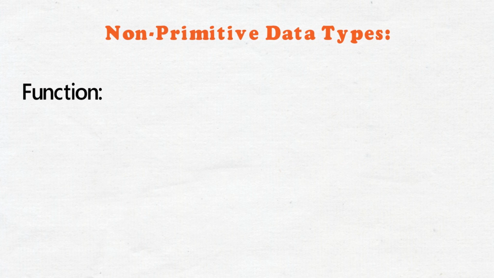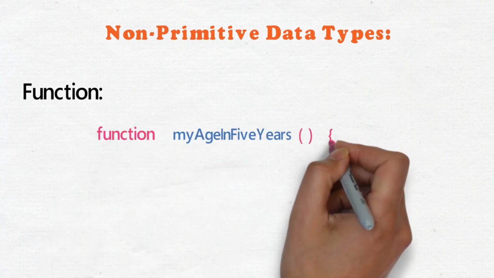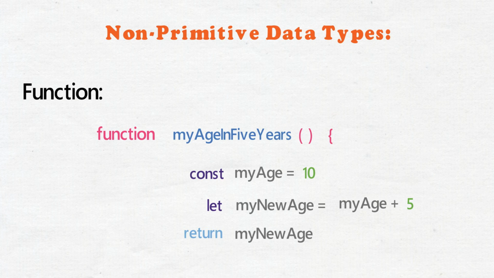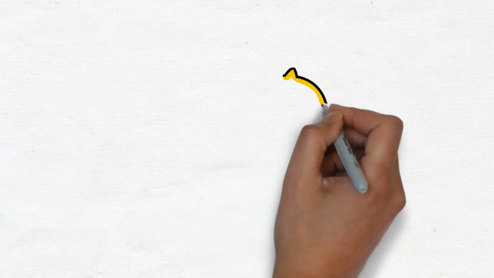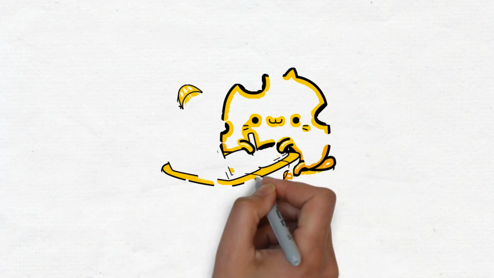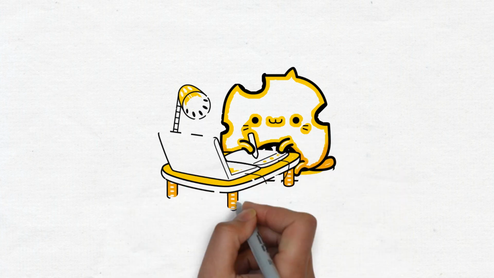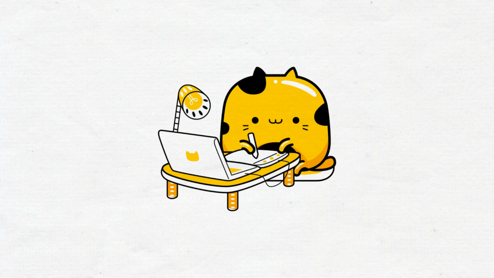Functions are a type of non-primitive data type and are used to perform a specific task. For example, Eva could create a function to calculate her age in a few years. Eva was so excited to learn more about data types and was eager to practice. To help her get started, she decided to solve a sample exercise.